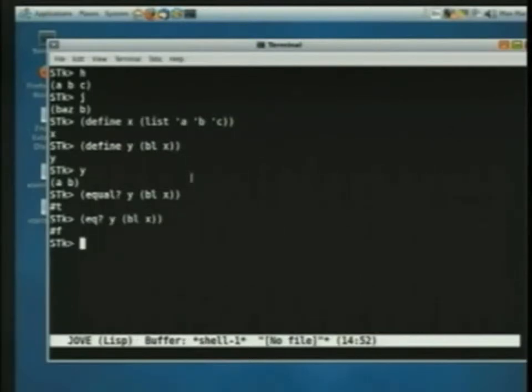The attempt in EQV is ignoring implementation. Are these as the same as things can be? And so it's kind of a halfway point between equal and EQ. The problem with EQV is that really implementing it correctly is awfully hard and slow.